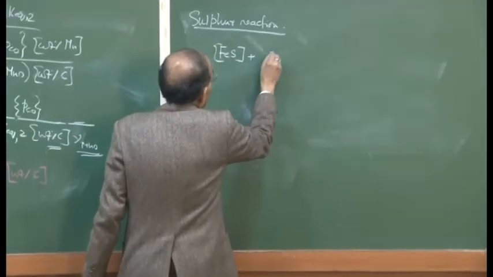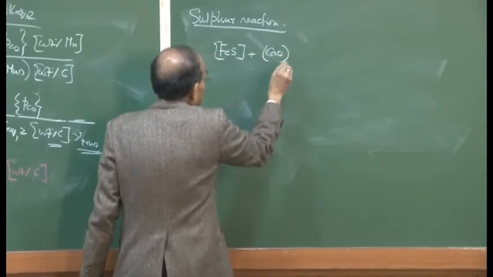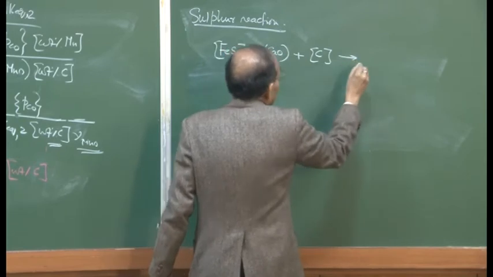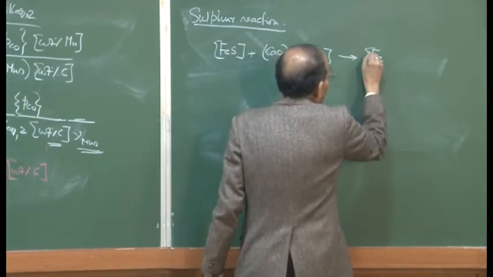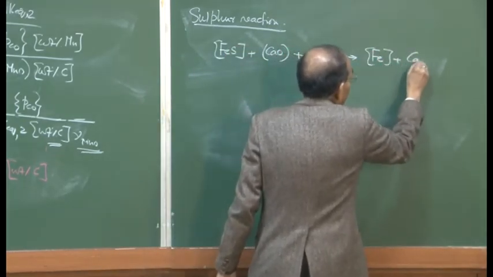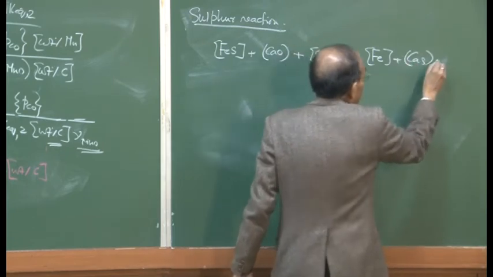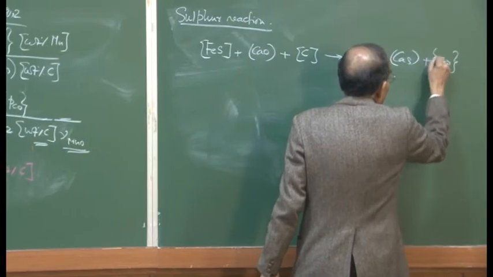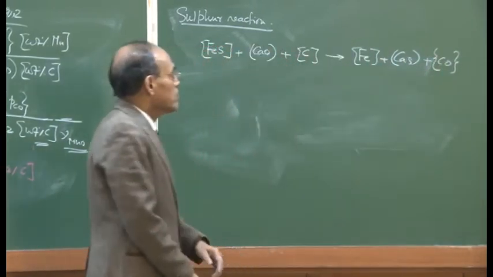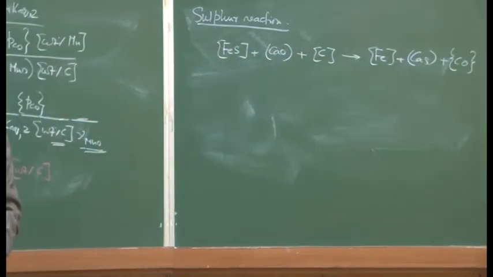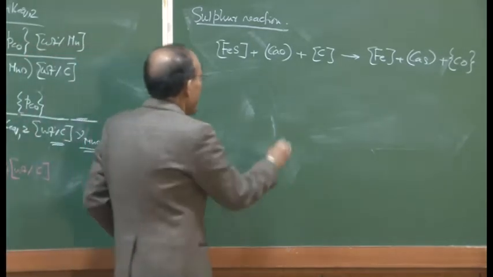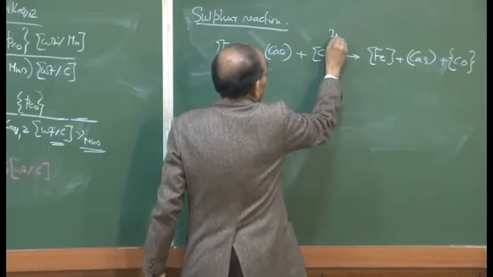So sulfur and then calcium oxide in the slag, and then we have carbon in the melt, and then we have Fe plus calcium sulfide, and then we will say that this is carbon monoxide. This reaction is an exothermic reaction. This reaction is in iron making.